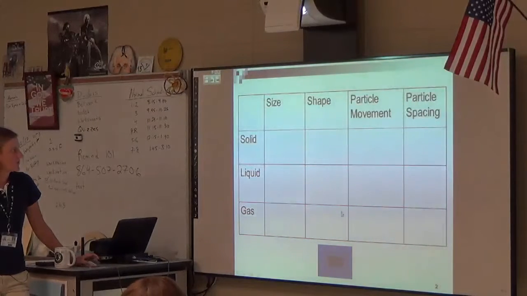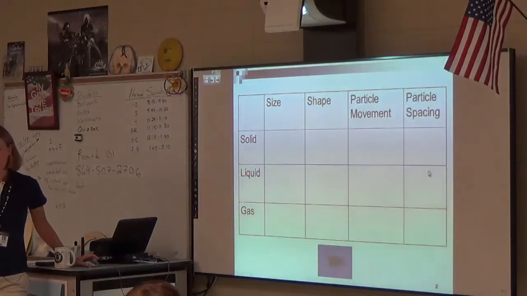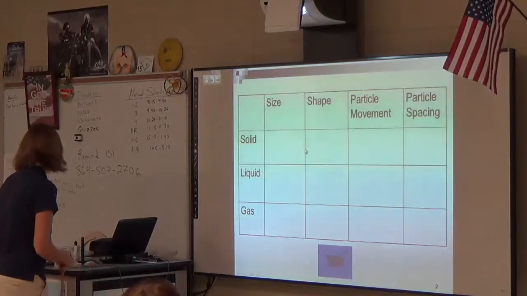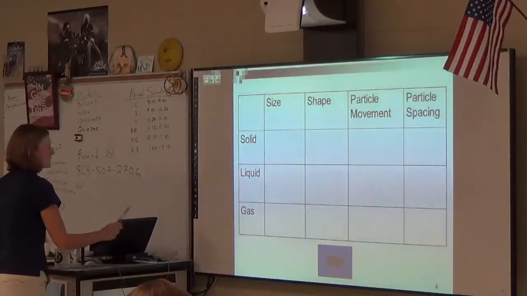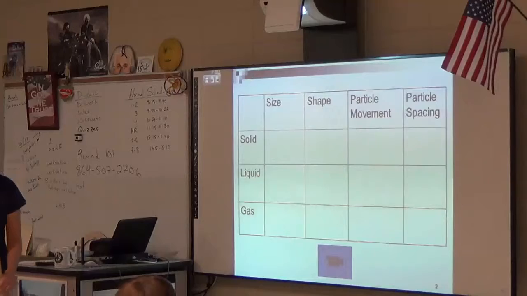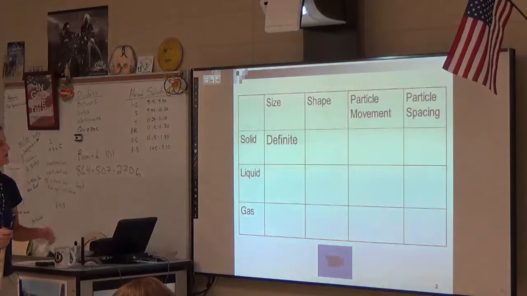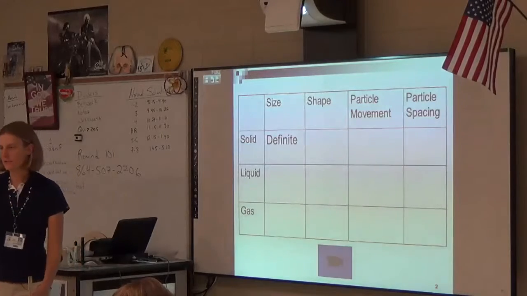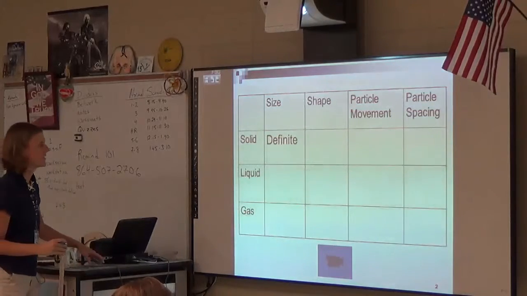Okay, so you have this little chart. And I want to use the terms definite and indefinite to describe most of these. So the size of a solid. This pen. Is that set? Is it definite? Yeah, absolutely. Shape. Does it matter where I put it? Is it going to have the same shape? Sure. Also definite.